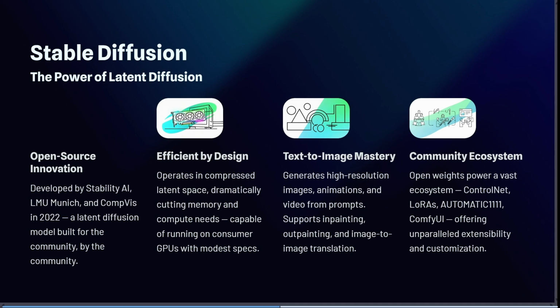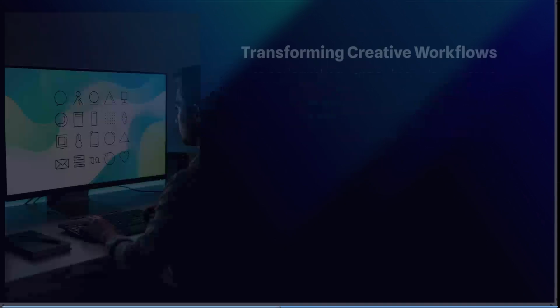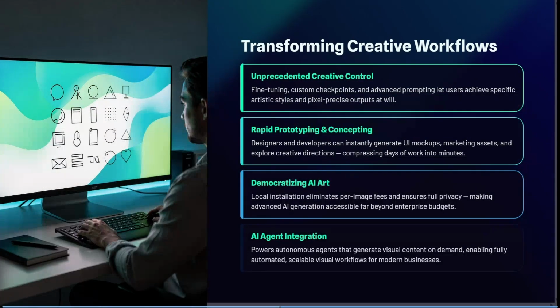It also gives you open weights power, which is a vast ecosystem: ControlNet, LoRAs, Automatic1111, and ComfyUI, offering unparalleled extensibility as well as customization. Let's have a look at how you can transform your workflow today.